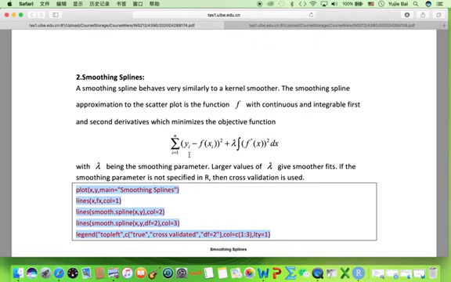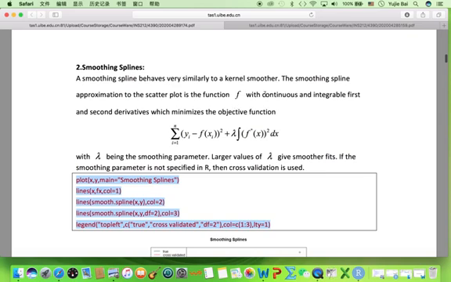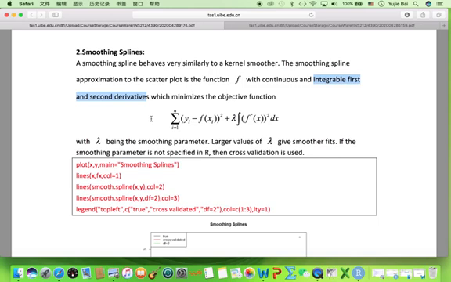Now we consider the second smoothing method. It is called smoothing spline. In this method, we use f to represent the smooth curve, and this smooth curve must have continuous and integrable first and second derivatives. The smooth curve is searched for by maximizing this objective function.